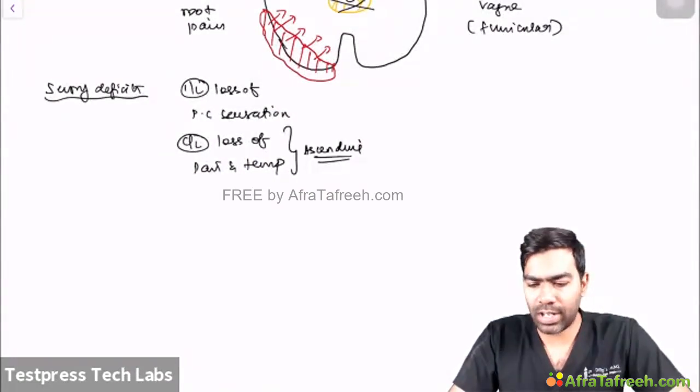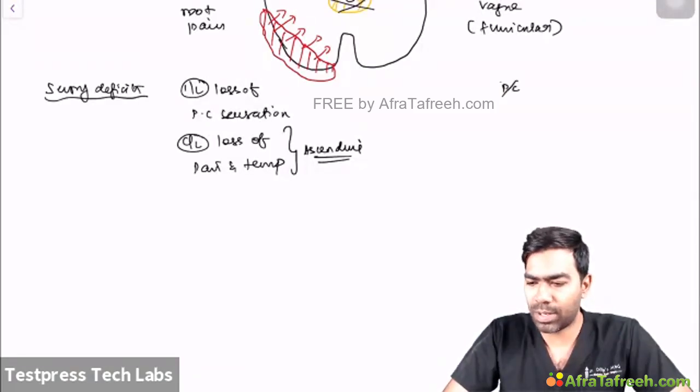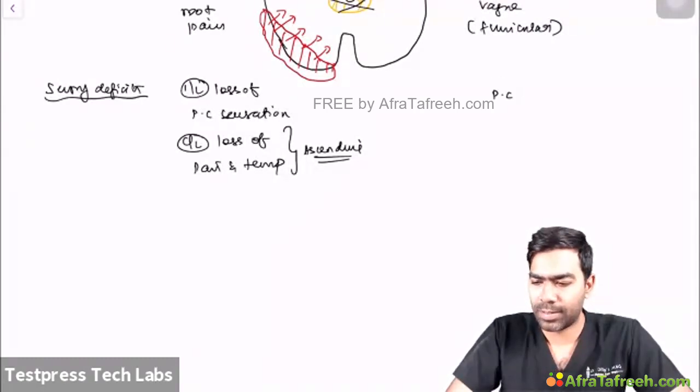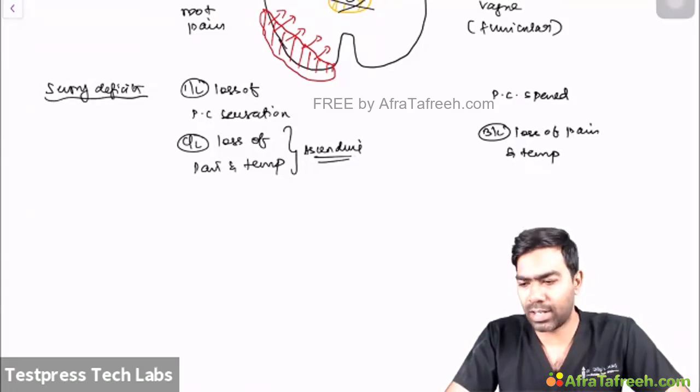On the other hand, if you take the sensory deficit here, the posterior column will be completely spared. In the sense, like I can write the posterior column as spared. There'll be no problem in the posterior column. And there will be bilateral loss of pain and temperature because it's a central cord. It will be more symmetric in nature.